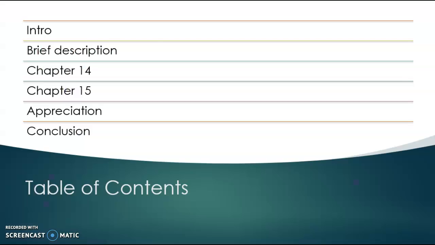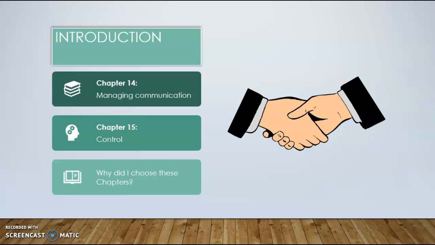First off, we'll head into the table of contents. We'll have an intro, a brief description of what I looked at, which happens to be chapter 14 and 15. Then you'll get my appreciation and my conclusion. The intro. So I chose to look at chapter 14, which is about managing communication, and chapter 15, which is about control. Now, why did I choose these chapters?